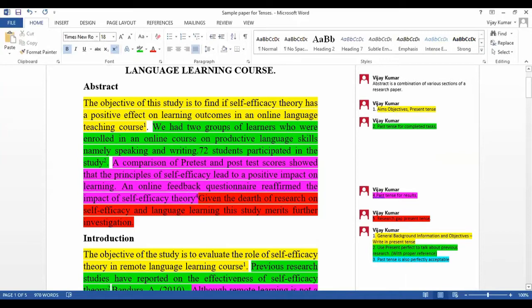Let's take a look at the sentence which is highlighted in red. Given the dearth of research on self-efficacy and language learning, this study merits further investigation. So this abstract, which tense should be used in abstract? Of course, there are some conflicting opinions in the research community, but since it's a combination of various sections of a research paper, you will be using a combination of tenses, especially the present, past, and the present perfect.